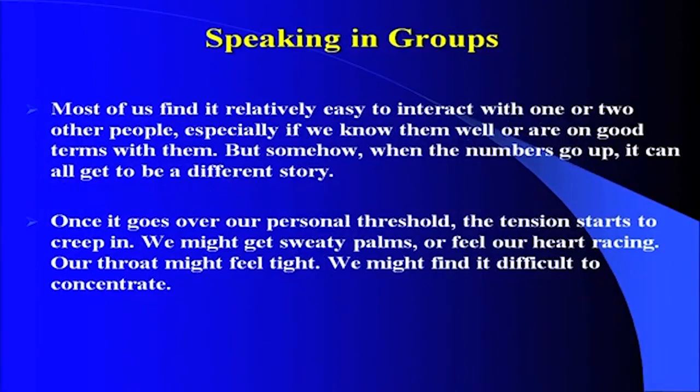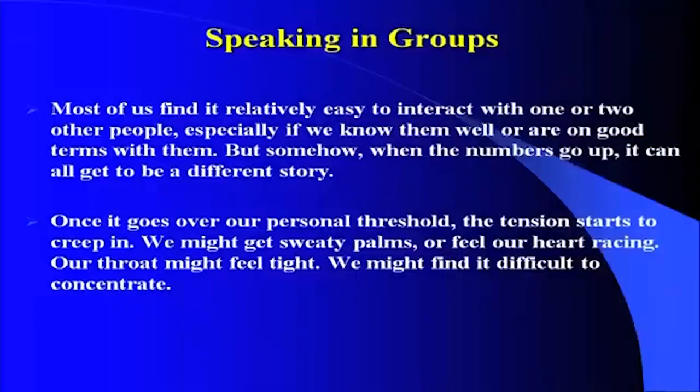So, speaking in a group, most of us find it relatively easy to interact with one or two other people. Now, when we talk about a group, there are lots of studies which tell us how many persons should be in a group and how it is different from a team. A smaller group is supposed to be slightly better than a very large group. So it's easier also to control. Especially if it's a small group, and we know the members of the group well, and if we are on good terms with them, it becomes easier to work with. But somehow, when the numbers go up, it can all get to be a difficult story.